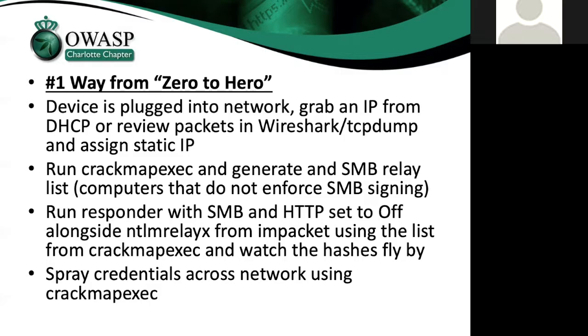The second that's plugged in, I usually run Wireshark or tcpdump just to see what's on the network, what kind of traffic, what kind of devices. If I see anything that looks older, maybe I'll go after that first. But this is probably the number 1 way that I go from nothing to domain admin. Right after the Wireshark, I start with running a crackmapexec module, and I generate a list of computers that don't have SMB signing enabled.